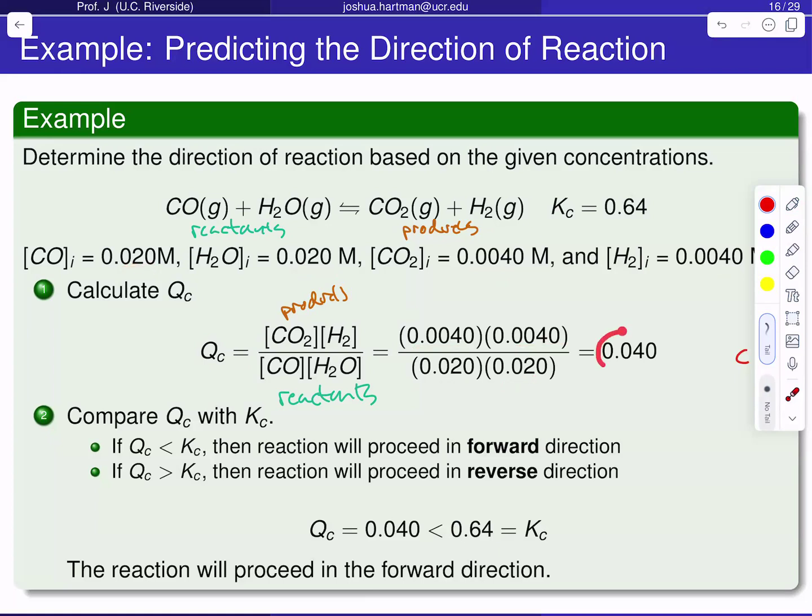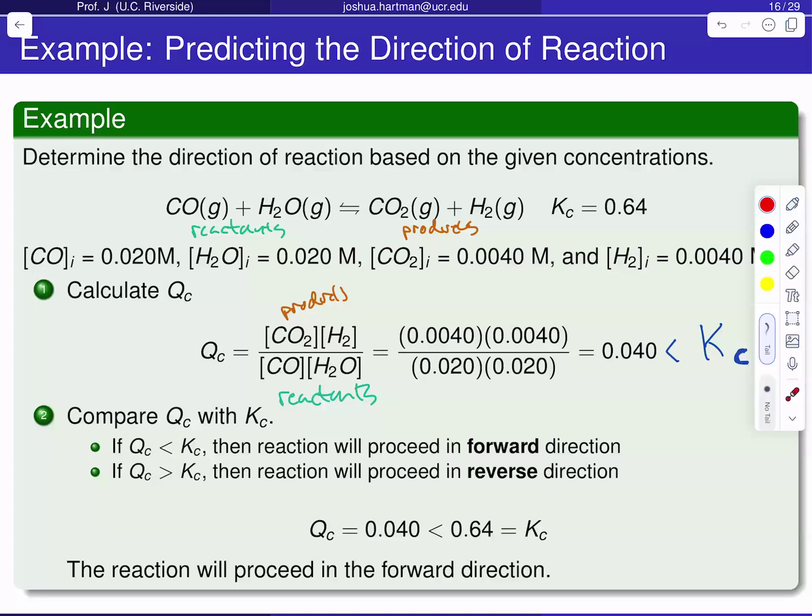Plug it in, and you will find that the QC value under these reaction conditions is 0.040. Now, if we compare QC with KC, we of course see something quite important right off the bat. That value of QC is very clearly less than the value of KC. There you go. It's less than the value of KC. And so what that allows us to do is predict the direction of a reaction by simply comparing the relative values of QC and KC.